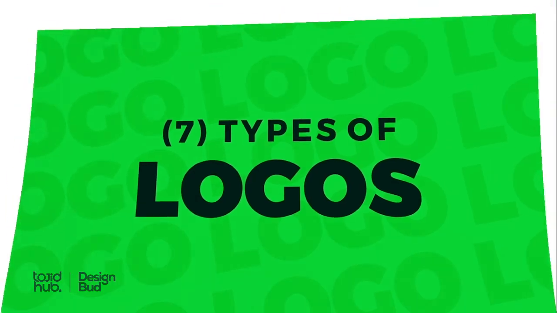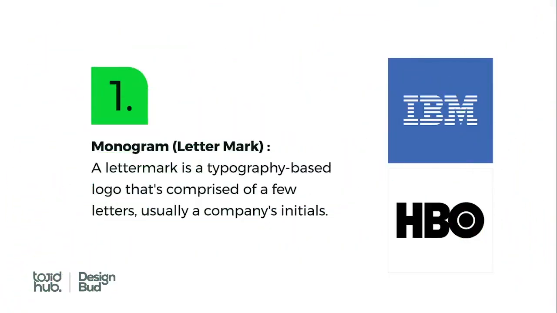The number one type of logo we have here is the lettermark logo. Lettermark is a typography, or you can call it a font-based logo, that comprises a few letters, usually a company's initials. Lettermark is all about simplicity. They are usually used when the company name is lengthy, to abbreviate it. For example, we have IBM. IBM is an acronym of International Business Machines. Also, we have NASA and HBO.